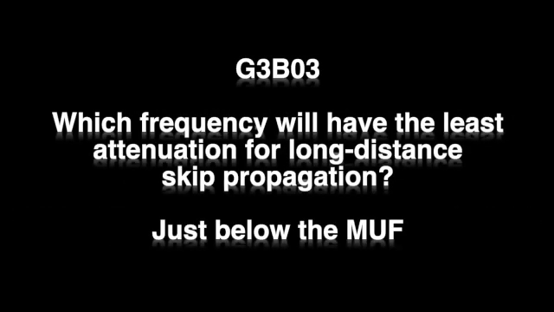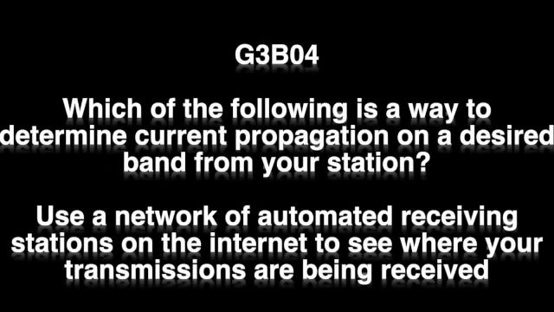G3B03. Which frequency will have the least attenuation for long-distance skip propagation? Just below the MUF. G3B04. Which of the following is a way to determine current propagation on a desired band from your station? Use a network of automated receiving stations on the Internet to see where your transmissions are being received.